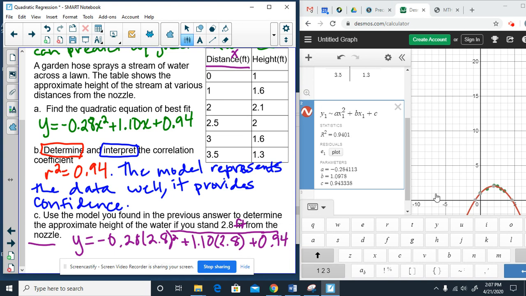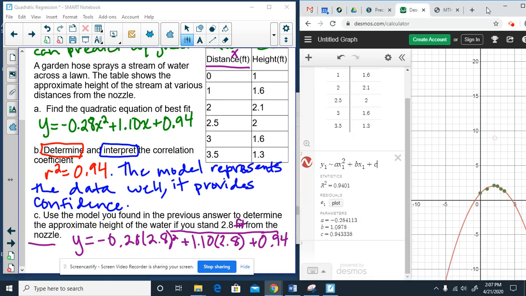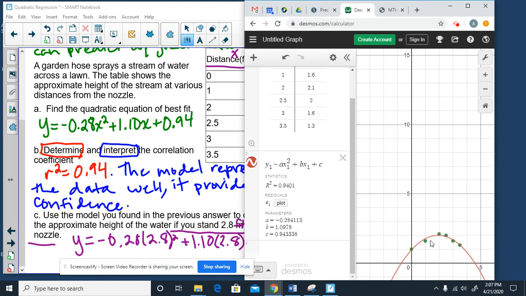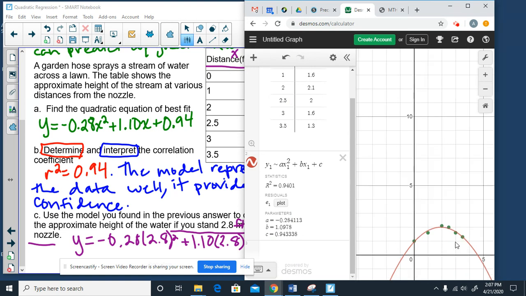We also could come over to our graph and we could estimate where those are. So if we look for where x is about 2.8 on this function, well, about right there. Do you notice that x is 2.8 when y is about 1.79? So 2.8 gives us an output of 1.79.